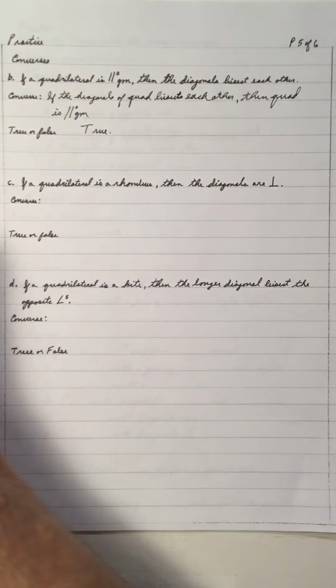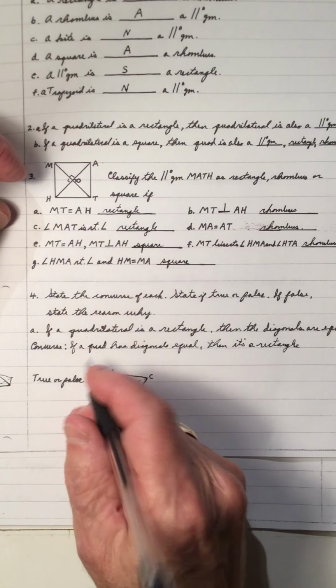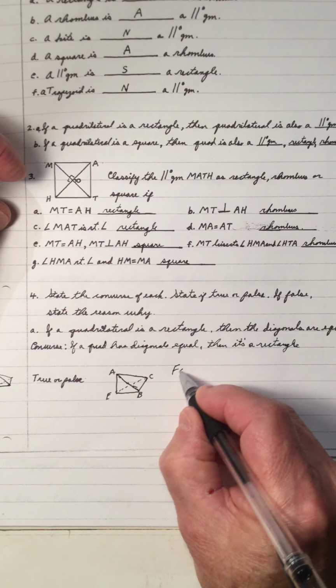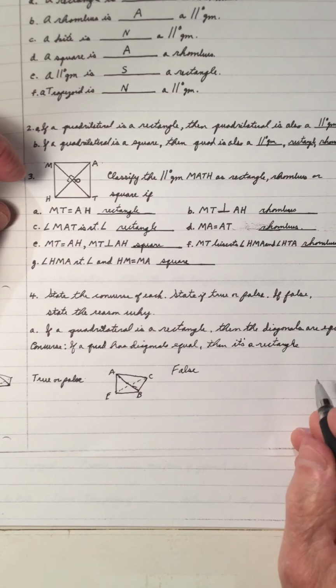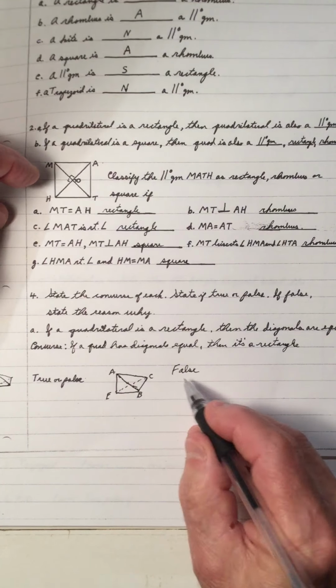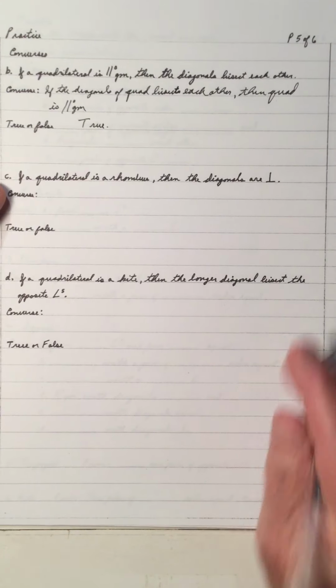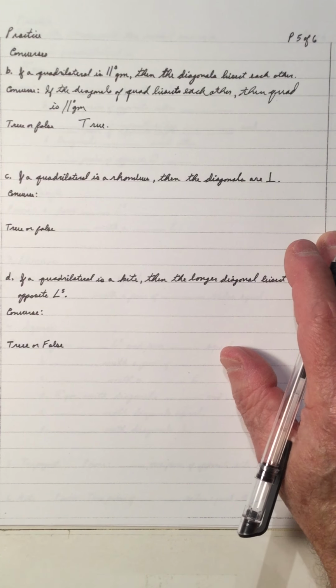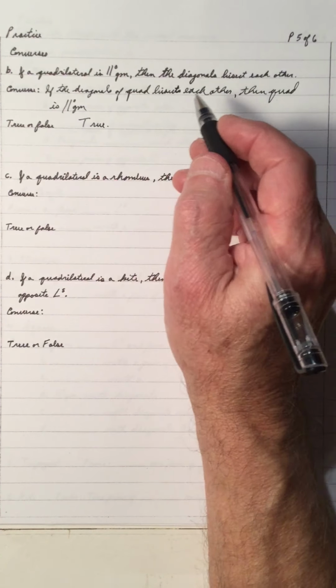Oh, I'll go back to here, sorry. Go back to here just for a second. I forgot to say that it's false. Forgot to put false on this. This is false. And right now, we have that as true.